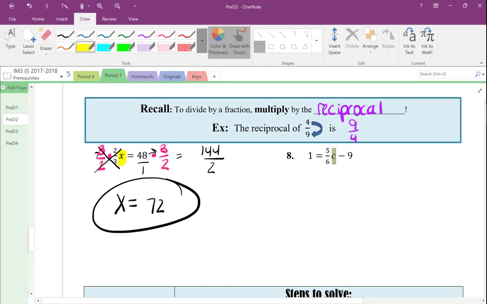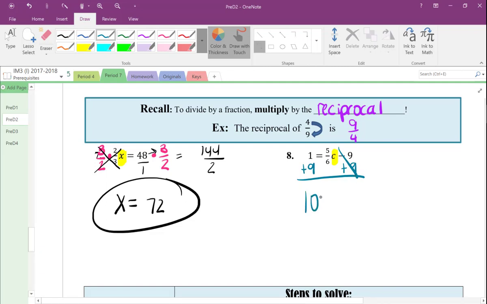Locate the variable. There it is. What is the furthest number away from the variable? The 5, 6, or the 9? The 9. So what do I do to both sides to get rid of it? Add it. Very good. Gone. So just because it's a fraction, pretend it's not. Don't make that scary. It's the same thing as a 2-step equation.